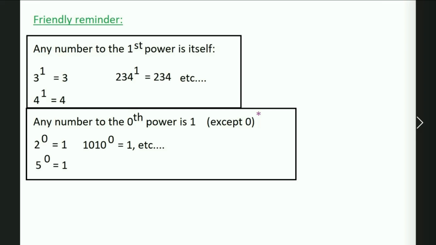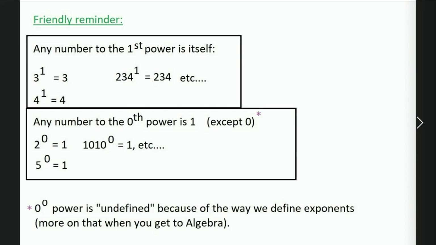The only exception to the 0 power rule is 0 itself. 0 to the 0 is what we call undefined because of the way mathematicians define exponents. And you'll learn a lot more about that when you get to algebra.